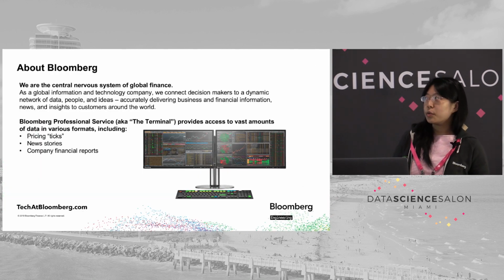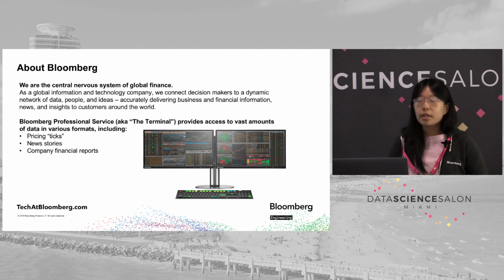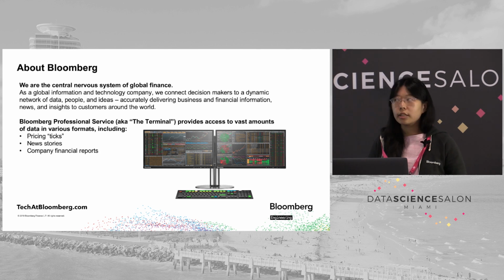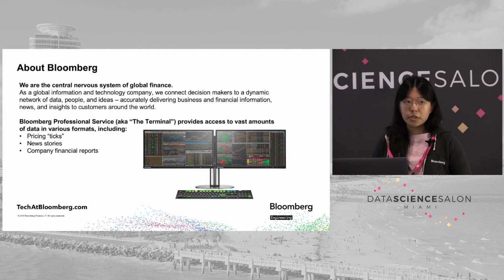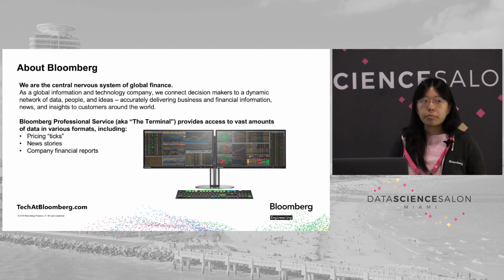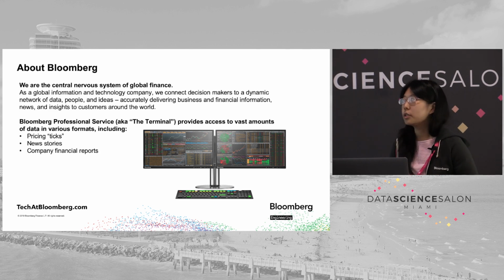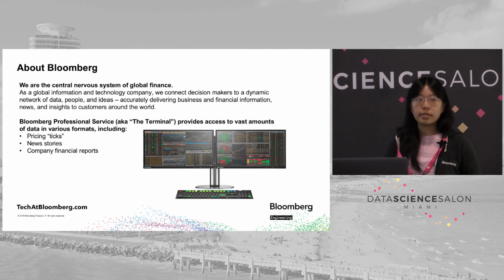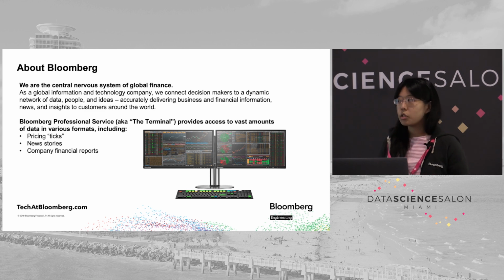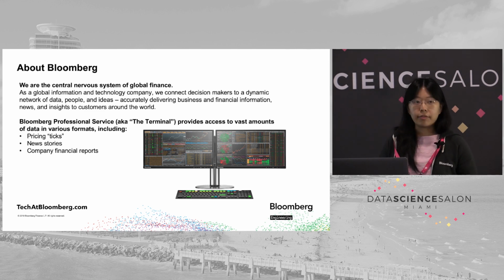Before I get into the main presentation, let me give you a brief intro on Bloomberg. We pride ourselves as the central nervous system of global finance, because we're able to accurately deliver business and financial information, news, and insights to customers around the world. Bloomberg's main product is the Bloomberg Professional Service, also known as the terminal in the financial world, and it provides access to vast amounts of data in various formats, from billions of pricing ticks a day to millions of news stories and company financial reports.